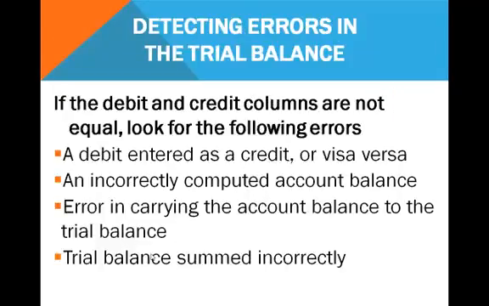How do you detect errors in the trial balance? Here's some little clues. If the debit and credit columns are not equal, look for the following errors. Look for a debit that's been entered as a credit, or vice versa, or an incorrectly computed account balance. So one of your account balances is just wrong, or an error in carrying the account balance to the trial balance, or an error in adding it up, basically an addition, a summation error.